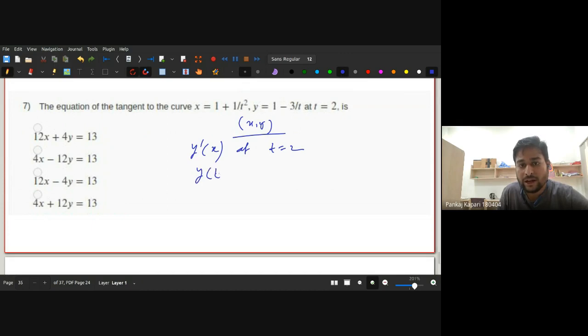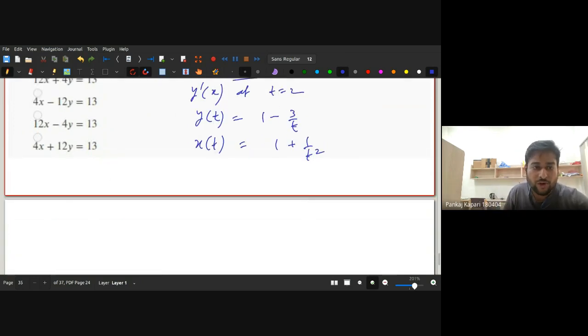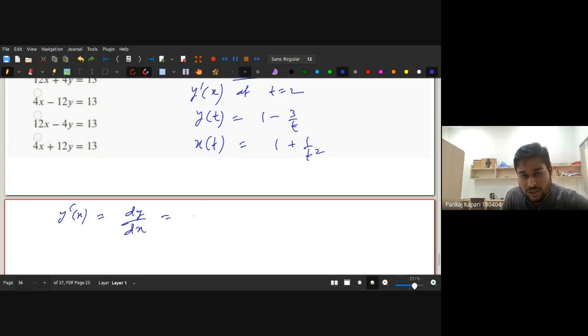This y as a function of t is just 1 minus 3 divided by t, and x as a function of t is just 1 plus 1 over t square, and you have to find y prime of x, which is just dy over dx. Okay, so now using the chain rule, you will get dy over dx equal to dy by dt into dt by dx. But this dt by dx is just equal to 1 over dx over dt.